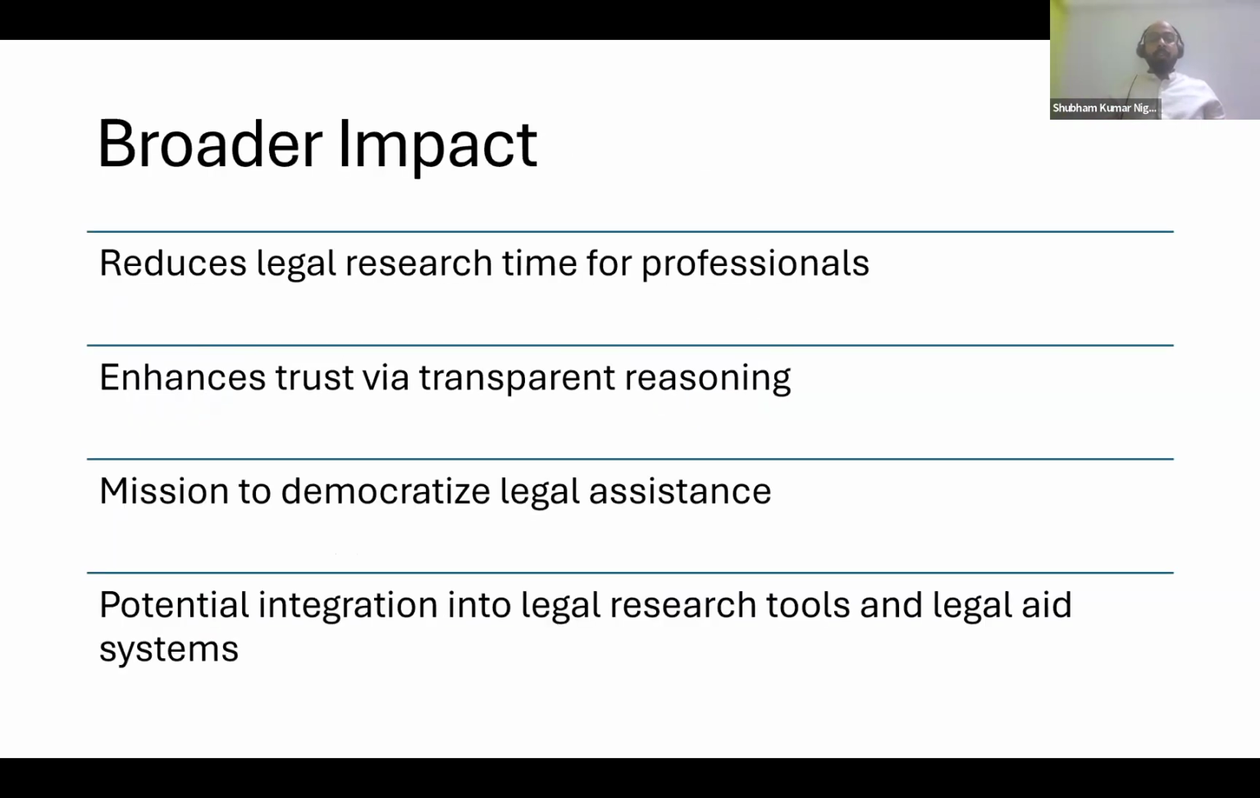People can also know what the impact of this is. It reduces legal search time for professionals and, the main thing, enhances trust via transparent reasoning. So our mission is to democratize legal assistance, with potential integration into legal search tools and legal aid systems, all those systems.